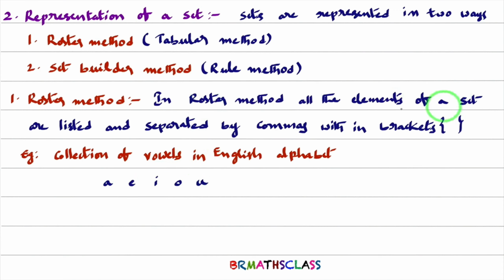All the elements of a set are listed and separated by commas within brackets. You observe here, all the elements of this set are listed and separated by commas within the brackets. So this is known as roster method, the roster representation of a set.